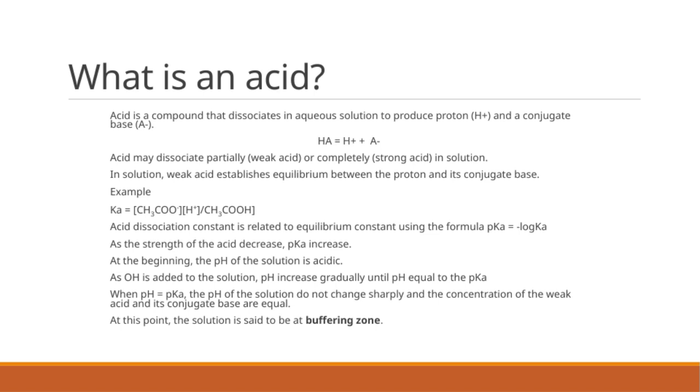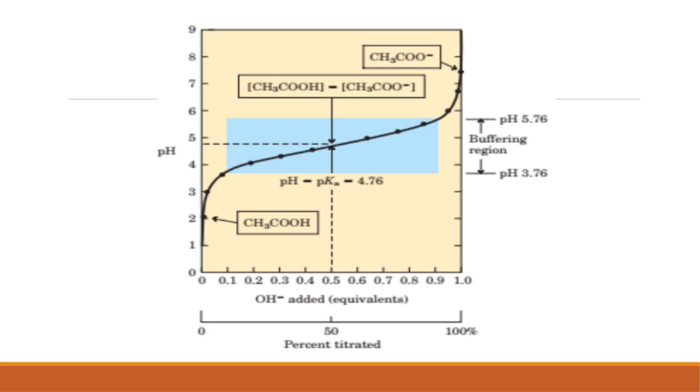Here, the solution can resist pH changes effectively because the weak acid and its conjugate base work together to maintain stability. Understanding this balance is key to grasping how acids behave in different solutions and how buffers protect biological systems and chemical processes. This slide doesn't contain enough information. That's why we're moving to the next slide.